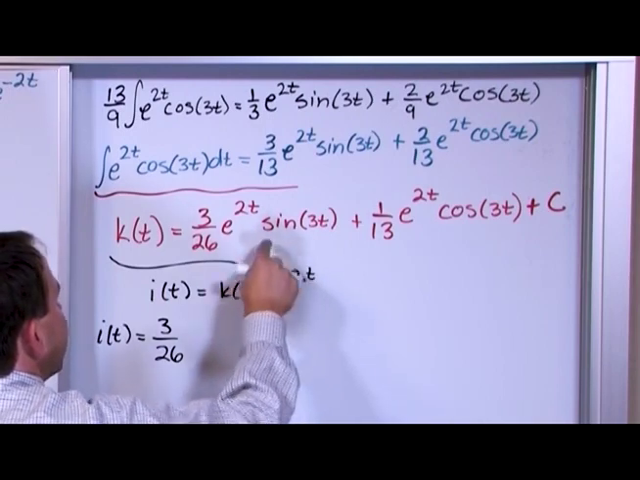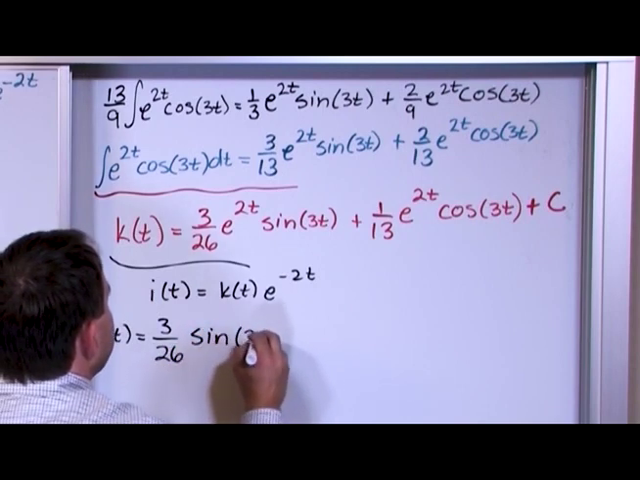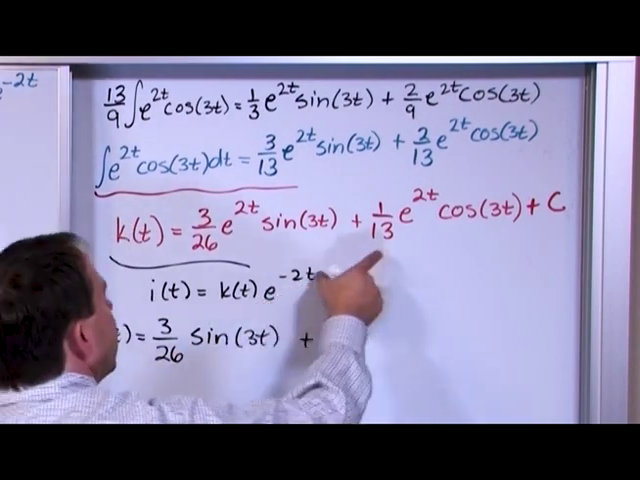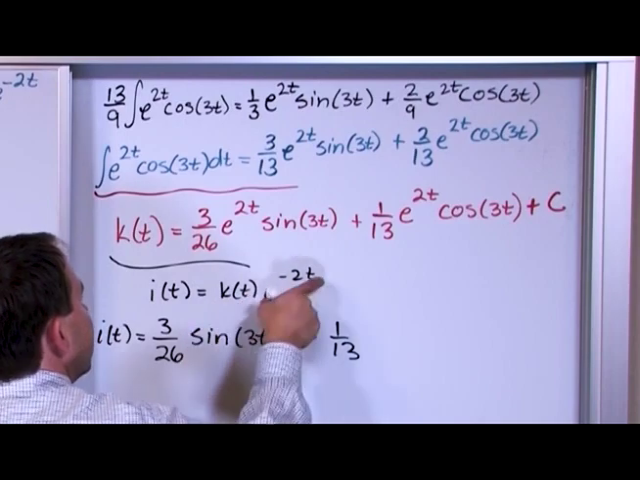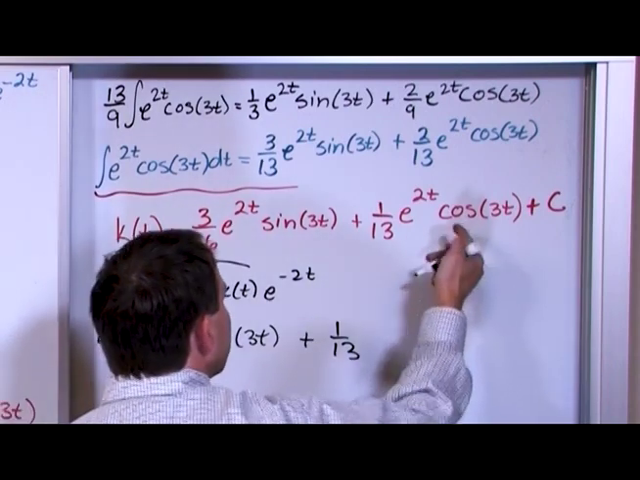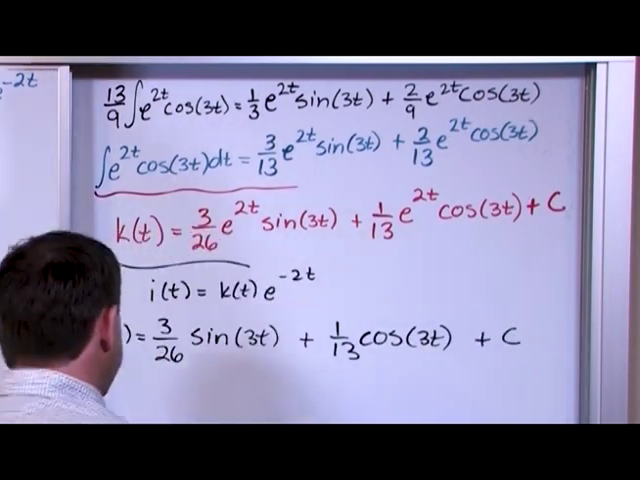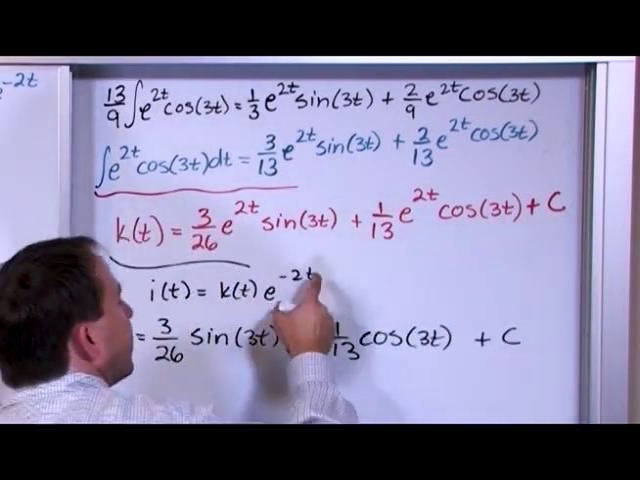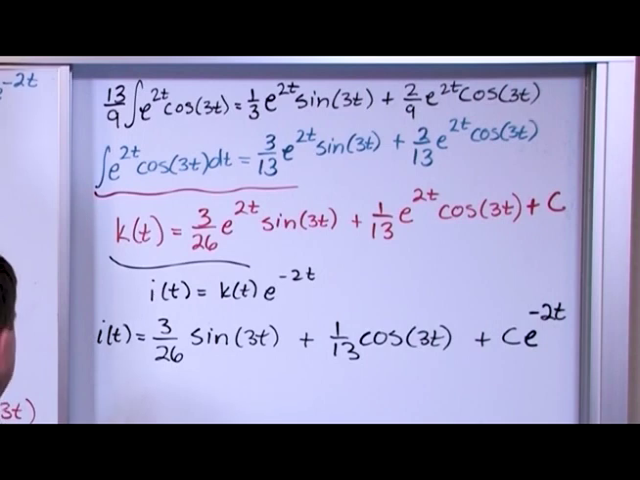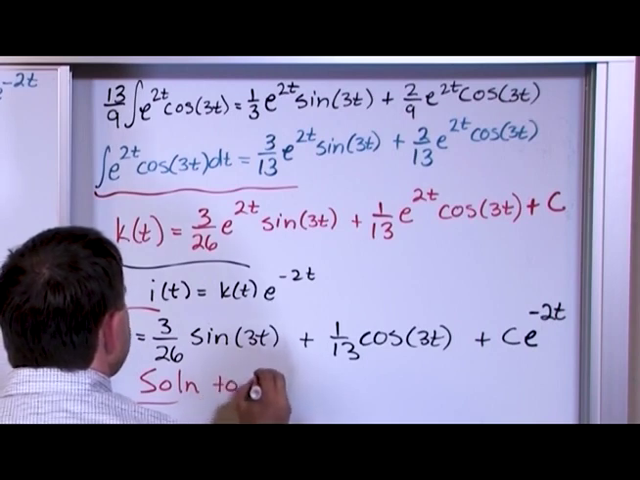Well, this is going to annihilate. This is going to give you e to the 0, giving you 1. So all you're going to have is sine of 3t. Plus this term, you're going to have 1 over 13 multiplied by this term. So e to the minus 2t again is going to cancel, giving you e to the 0, giving you 1. So you're only going to be left with cosine of 3t plus a constant of integration. Plus this constant of integration also multiplied by e to the minus 2t. And ladies and gentlemen, after all of that work, this is the solution to the non-homogeneous version.